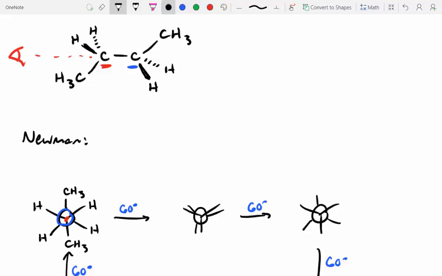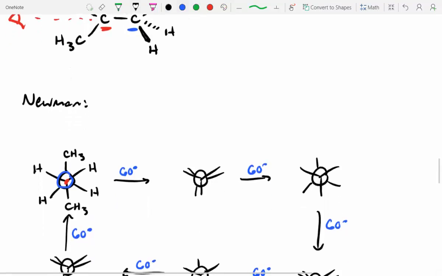What would we call this conformation, do you think? It's going to be staggered. And then would it be syn or anti-periplanar? What do you guys think? So this is staggered, anti-periplanar.